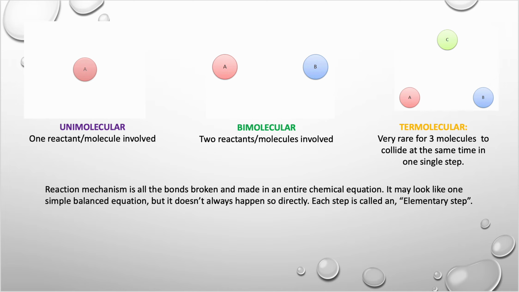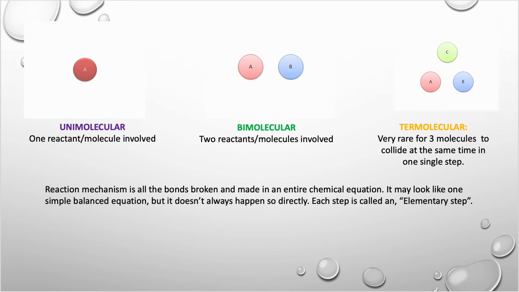However, you can be tested on an elementary step in which 2A plus B was reacting. So that would be rare. But if A and B are reacting, then that would be bimolecular. You could also say 2A is reacting because, again, if you have a reactant that you have two molecules of, those two molecules that are alike can also collide with one another.